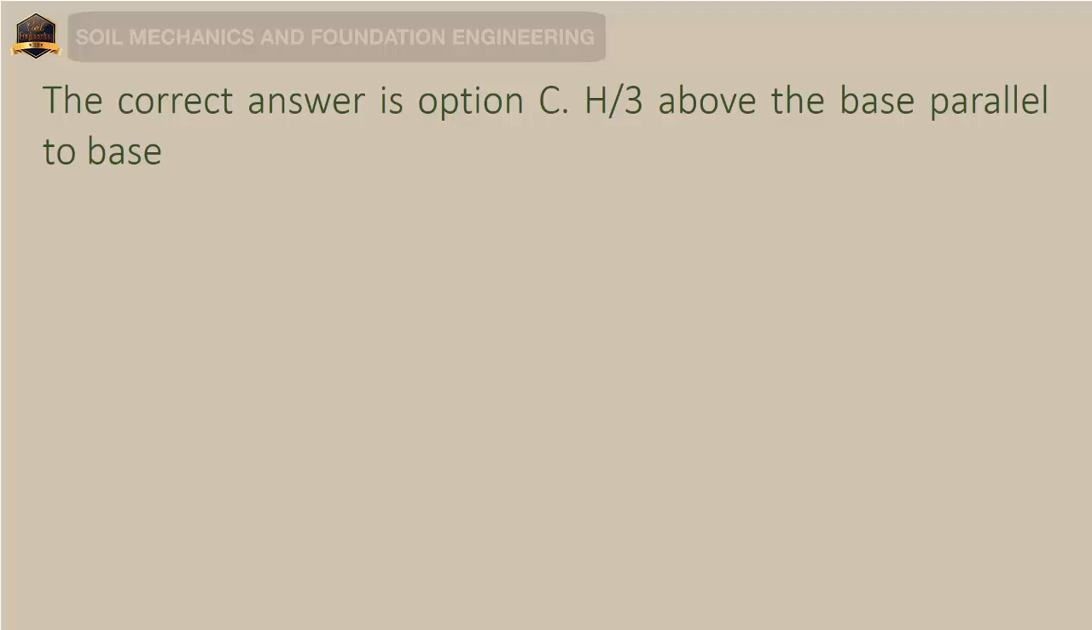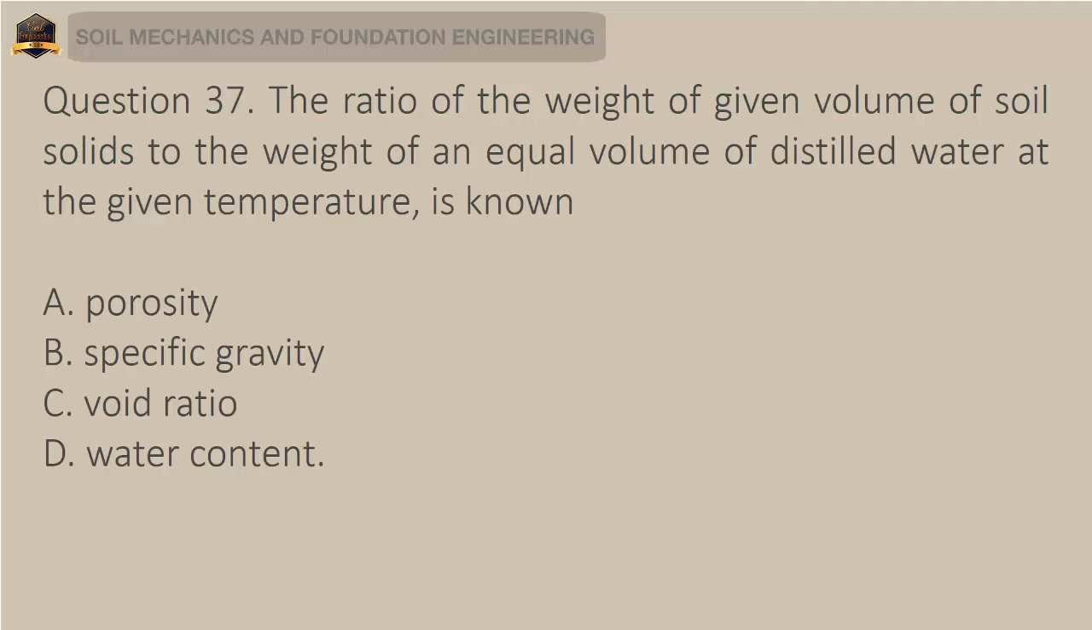Question 37. The ratio of the weight of a given volume of soil solids to the weight of an equal volume of distilled water at the given temperature is known as: A. Porosity. B. Specific gravity. C. Void ratio. D. Water content.